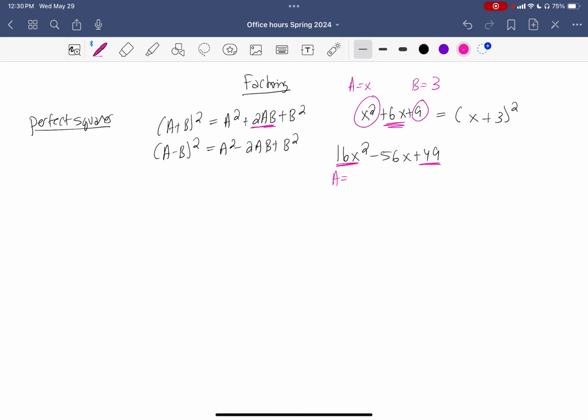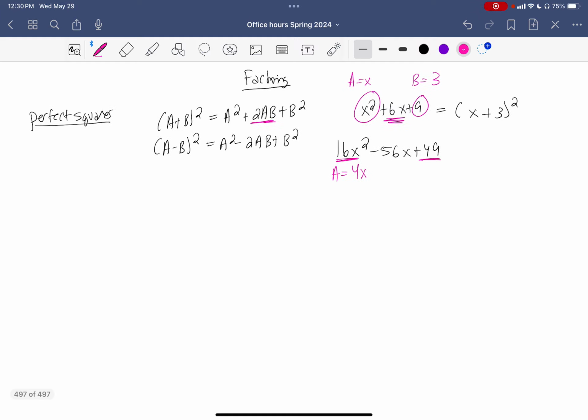So a would have to be 4x, b would have to be 7, and again, it's the middle term that decides if it really works. It is a minus sign, so it would be the bottom one. Okay. 2 times 4x times 7 does in fact equal that 56x. So this is in fact a perfect square, and it will factor as 4x minus 7 quantity squared. This is significantly shorter than the method we will have for dealing with quadratics with numbers in front of the x squared later.